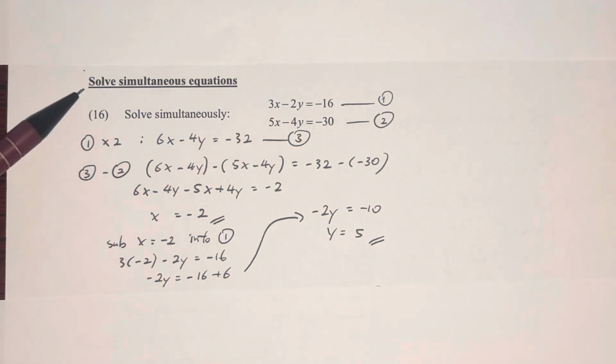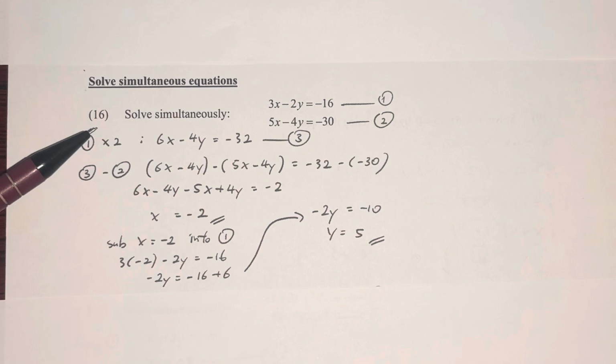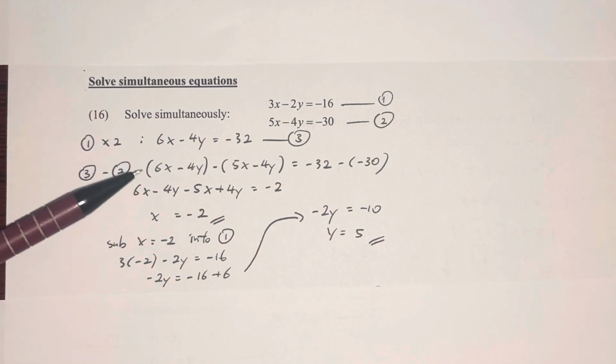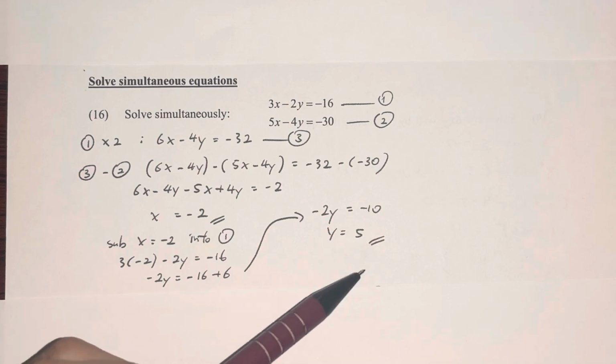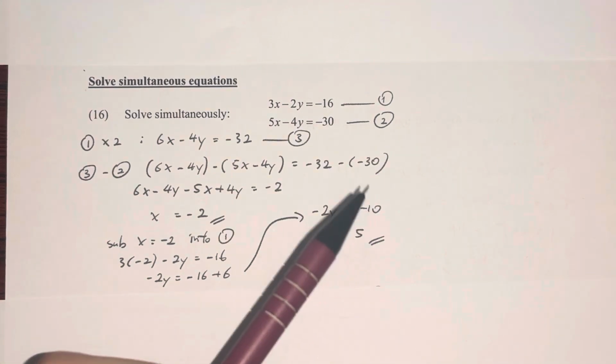So today we're going to solve simultaneous equations. There are two general ways to solve simultaneous equations. One is elimination and one is the substitution method. Both ways can be done in any question, it's just a matter of which one is more comfortable, faster, and which you're more proficient in.